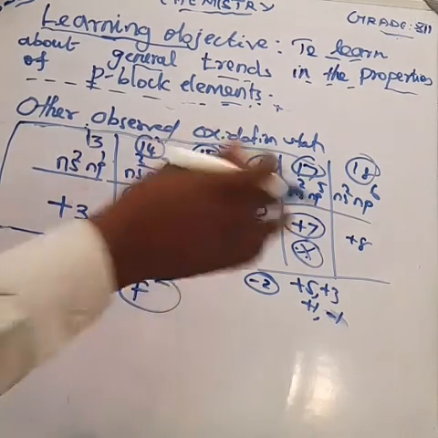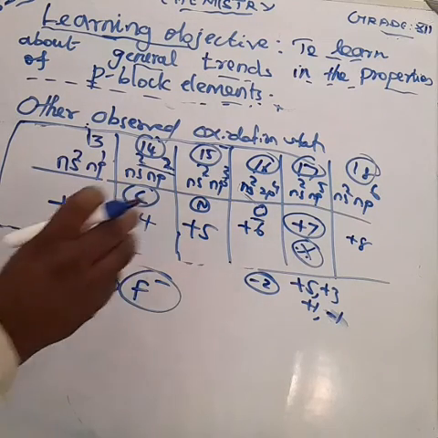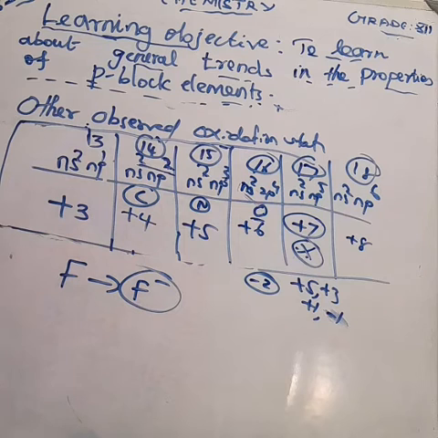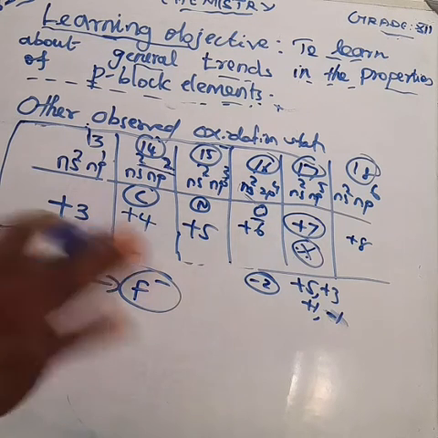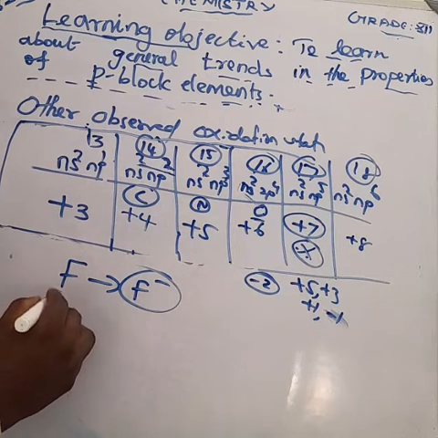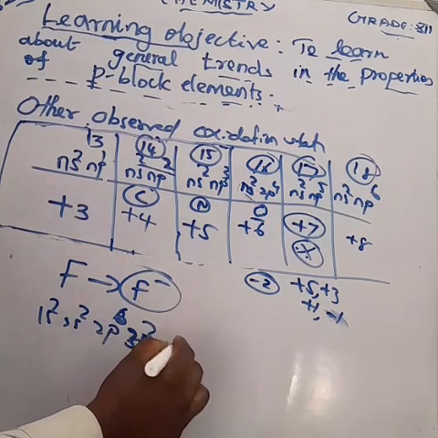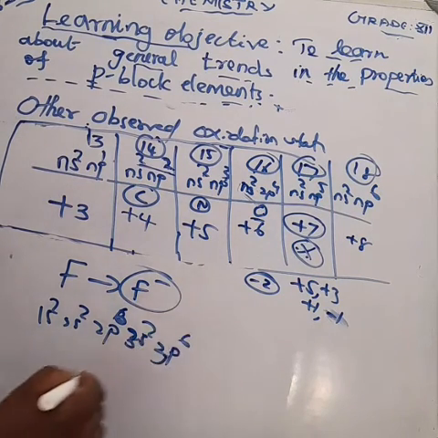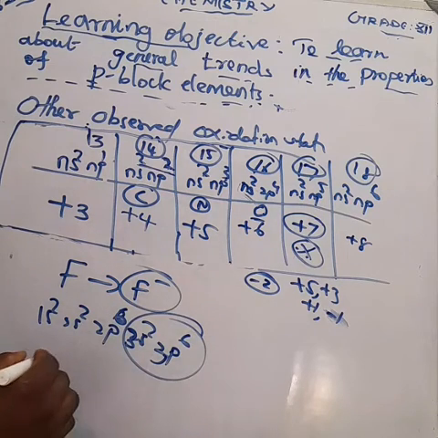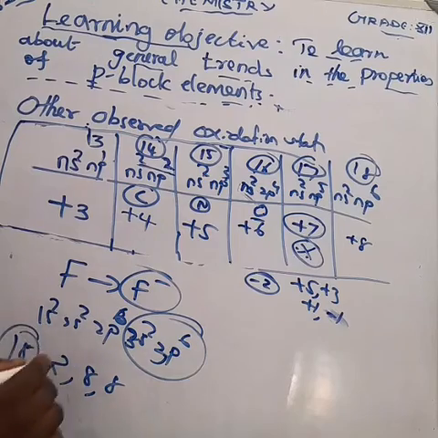What about the 18th group elements? They are completely filled in their p subshell. Am I right? They never gain an electron and never donate an electron. They are completely filled, they are stable. So the electronic configuration, we know: 1s2, 2s2, 2p6, 3s2, 3p6. Am I right? And the electron shells are 2, 8, 8. They are completely filled.